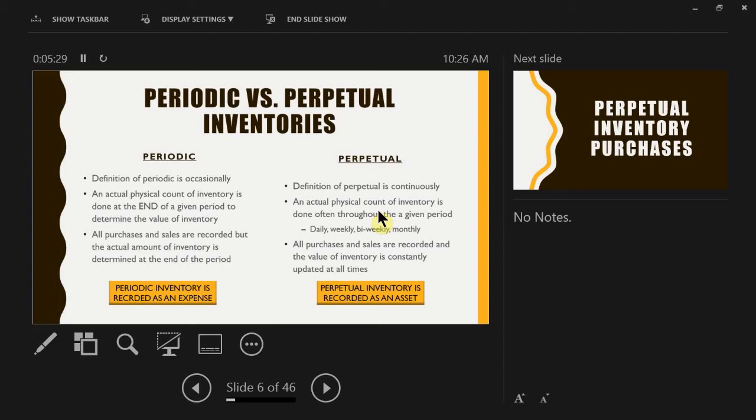And the biggest difference that we notice here is that when we're talking about periodic inventory, we recognize it as an expense to the company. Therefore, once we reach the end of the period and do our physical count, that's when we convert our expense into inventory, or an asset. Whereas with Perpetual inventory, the day that you buy it, you automatically place it into your inventory, so it's recognized as an asset.